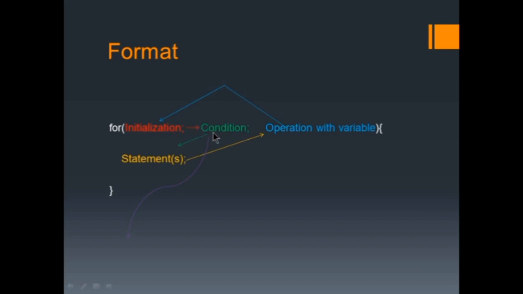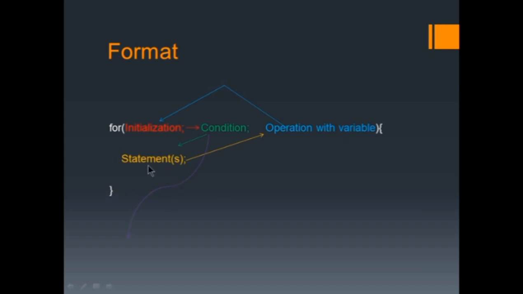So here, there's a condition. The condition is the control. When control goes to the condition, we make sure that the condition is matched against our initialization. Does this initialization value match our condition or not? If it matches, it goes to the statements and executes everything inside this for loop, within these two curly brackets.